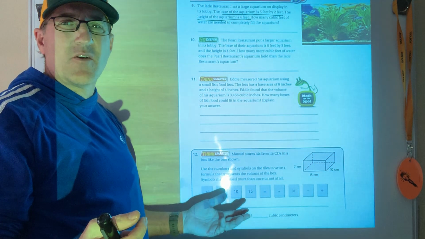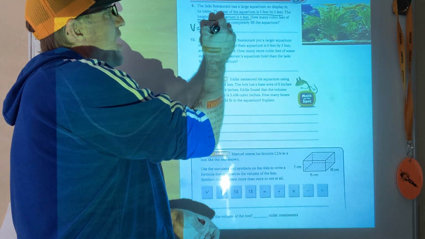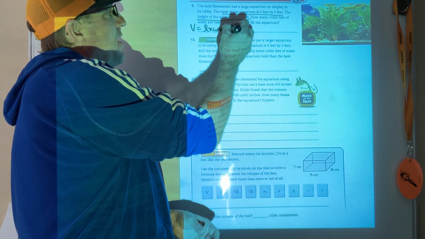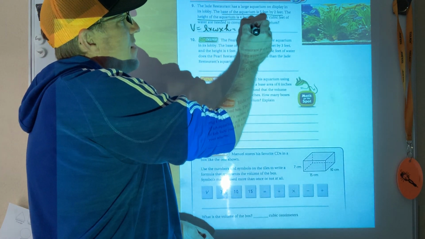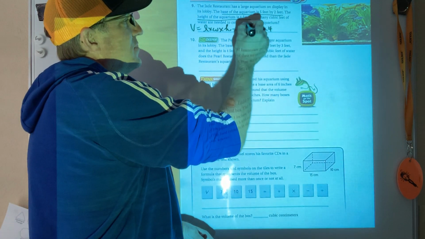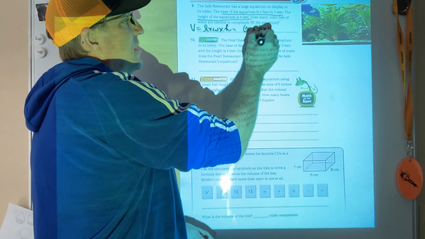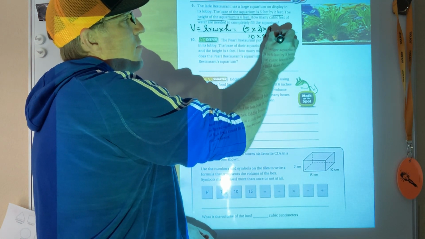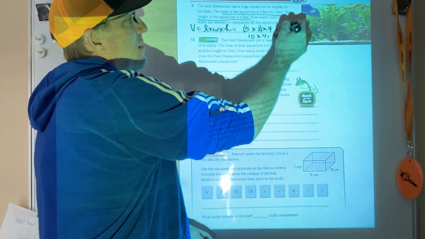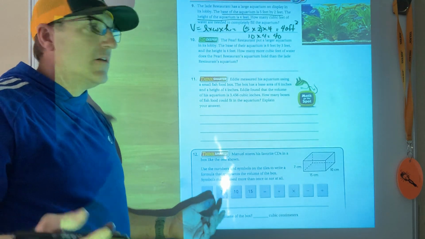So I just need to know the volume of the aquarium, right? Volume equals length times width times height, which equals 5 times 2 times 4. I'm just going to do 5 times 2 first. 5 times 2 is 10. 10 times 4 is 40. So this is going to equal 40 feet cubed. Easy peasy, right?